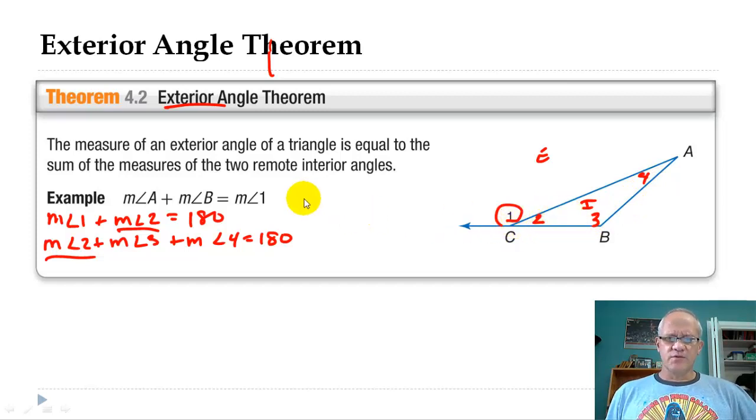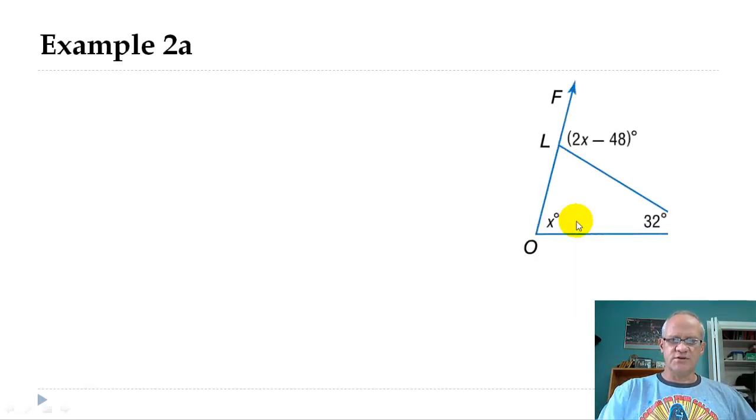Sometimes people get confused on which ones are the remote interior angles. All that means is wherever your exterior angle is, in this case 1, it's not the angle that's right next to it. Remote means far away, okay? And so what angles are the farthest away from angle 1? 3 and 4. So that's what we're talking about when we talk about remote interior angles. Let's look at an example.